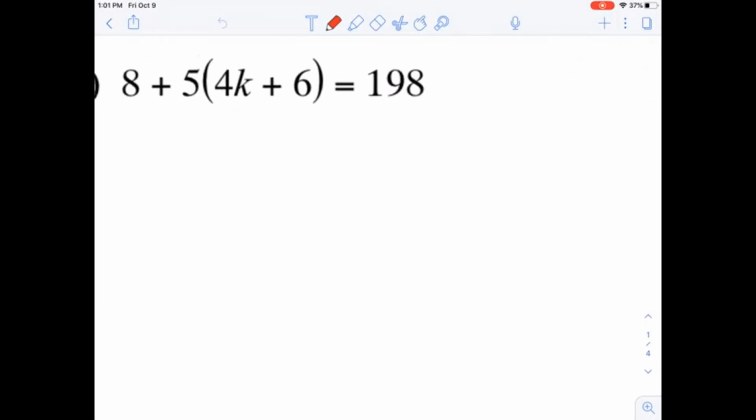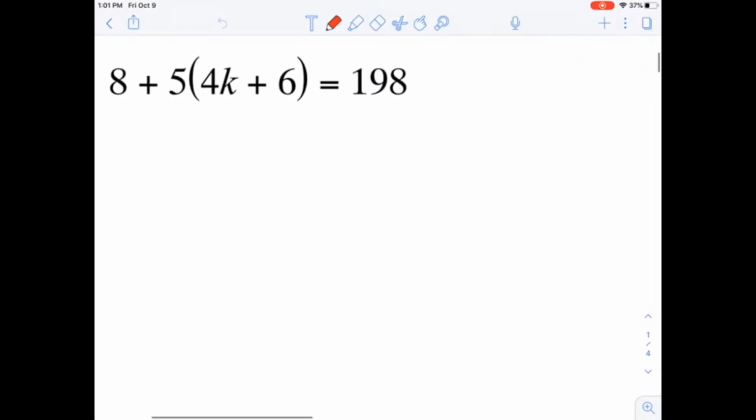So the first thing that you're going to do on big problems like this is you're going to simplify. And so the first thing that you're always going to do is you're going to look for, does it have parentheses? If it does, you're going to do distributive property. And so we can see that it does have parentheses in this problem. We're going to do 5 times 4 and then 5 times 6.